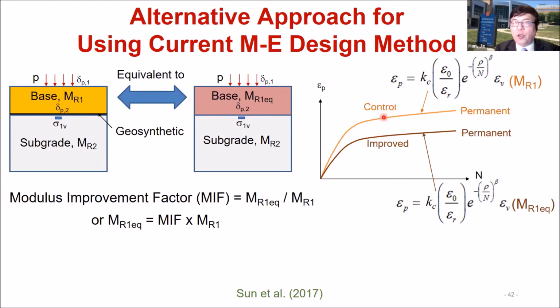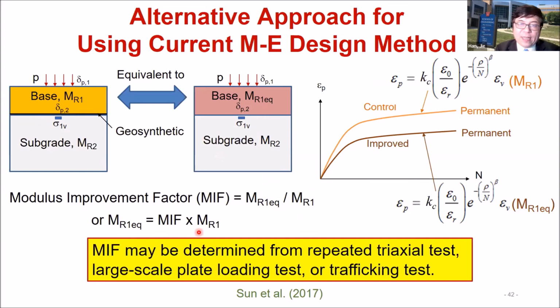Based on the test results for the control, we can back calculate the modulus for the base course. And we also can calculate the one with geosynthetic. You have a reduced permanent deformation, so you will back calculate a higher equivalent modulus. Based on that, we can calculate the modulus improvement factor. Okay, the equivalent modulus divided by the one without geosynthetic gives you the improvement factor. The improvement factor can be determined from repeated triaxial tests or large plate loading tests or traffic tests. But one thing I need to point out, you have to use permanent deformation rather than the resilient deformation.